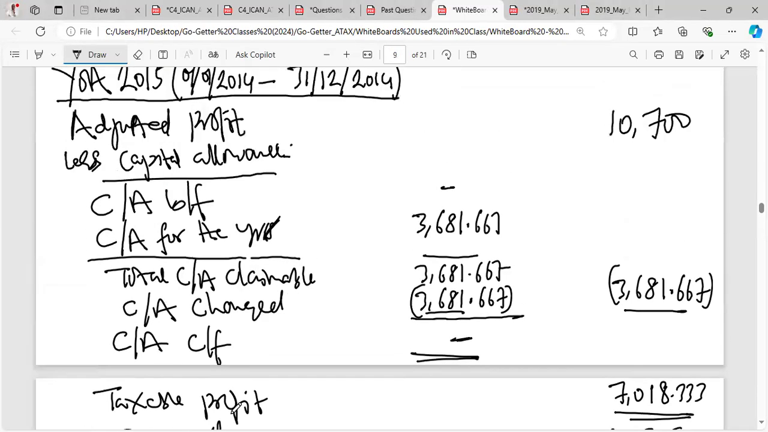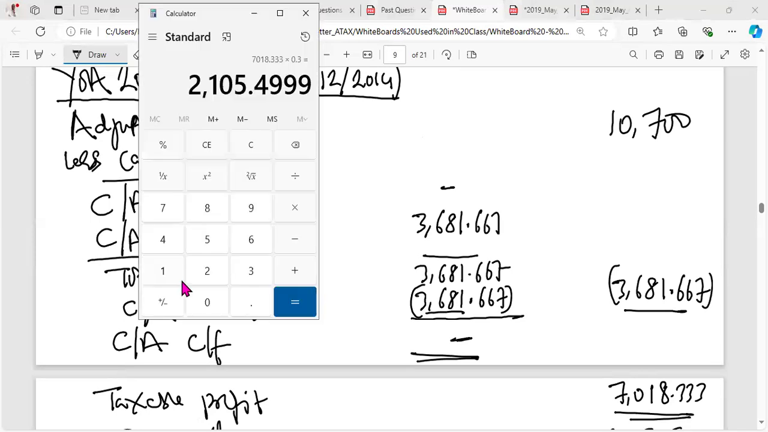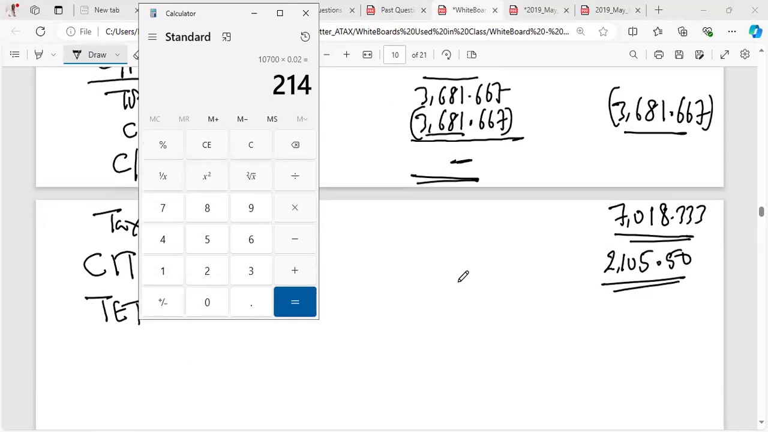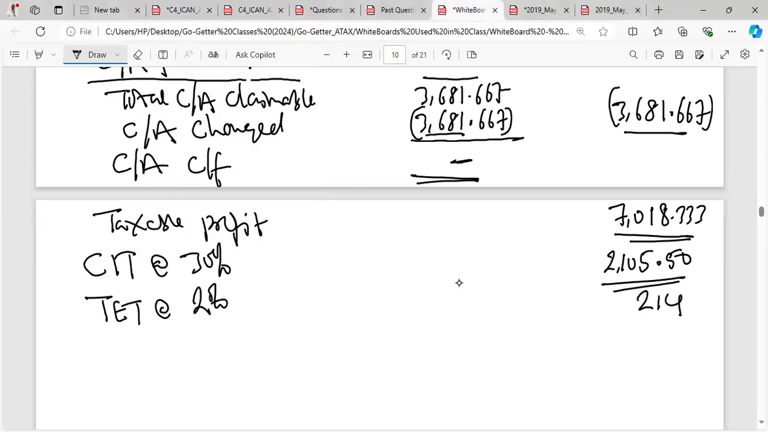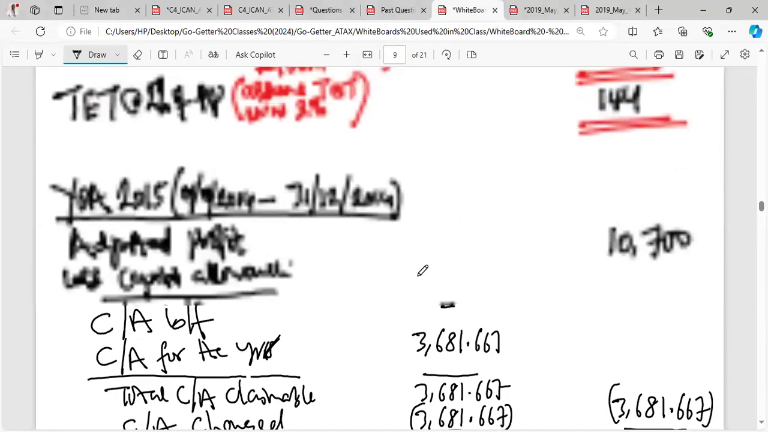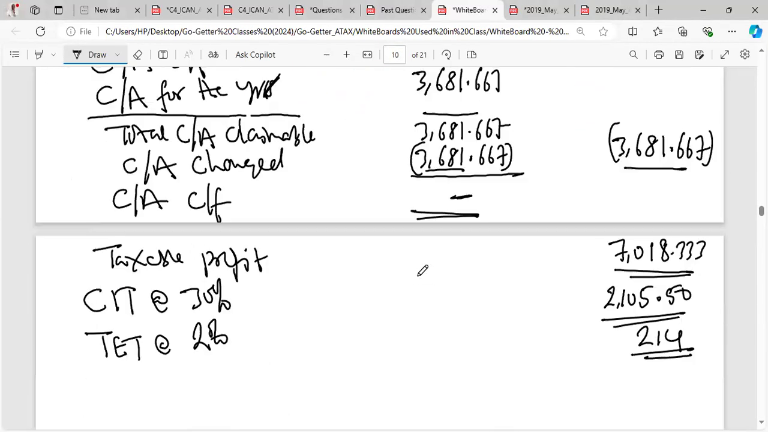Then your tertiary education tax is going to give you 2% of 10,700. 10,700 multiplied by 0.02 will give you 214. So we have our 214 here. So we just finished 2015 year of assessment.